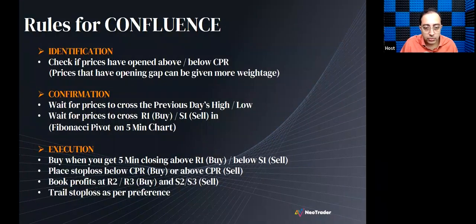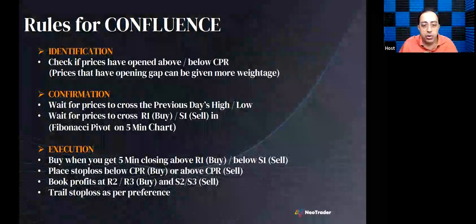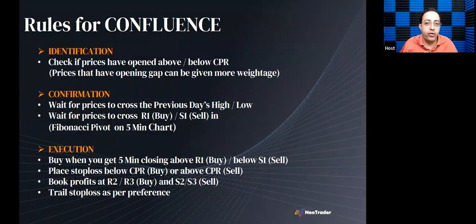Now, what will we do? We will buy when we get a 5-minute closing above R1. So we are going to use a 5-minute chart, and then you can participate. The beauty of this confluence strategy is you can do it on any time frame.